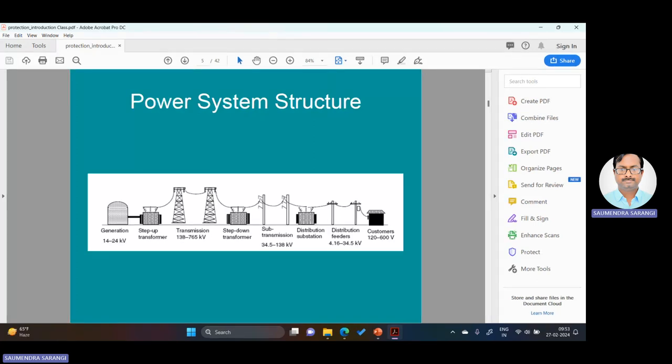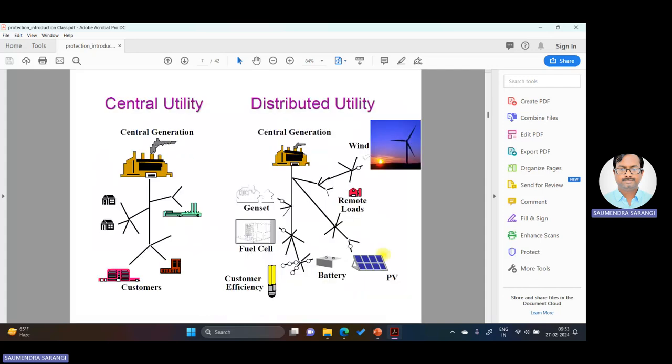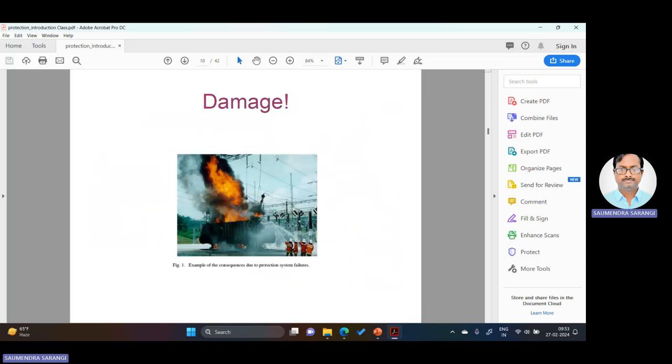When this insulator ruptures, a fault will be created, and the fault current will be flowing towards the ground. In this case, the whole other part will be disconnected and the current will suddenly increase. This will cause burning of several equipments. Like here you see the transformer is burning.